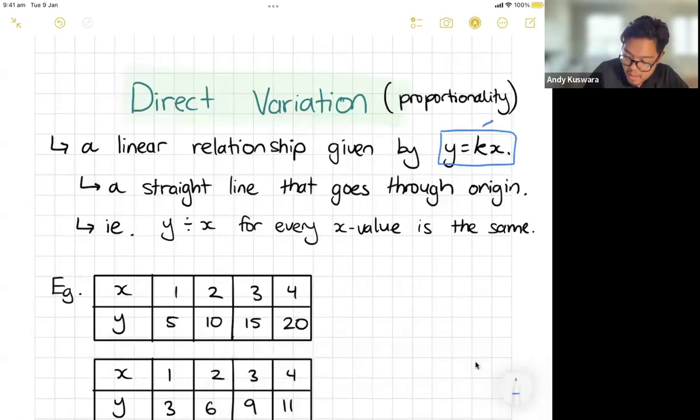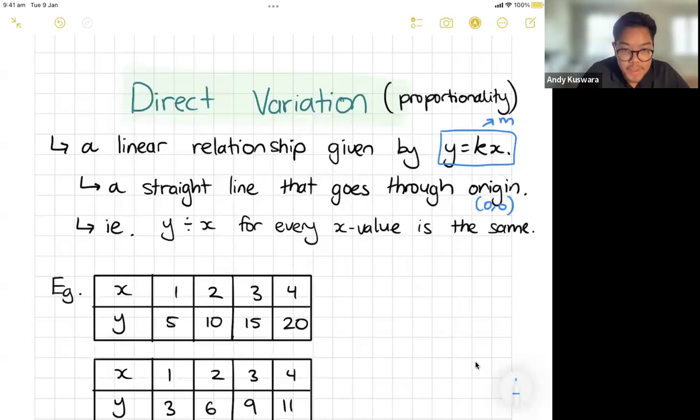Now, yes, k is kind of like an m in this case, it's the gradient. But for these particular ones, because we're talking about how they're related, we use the letter k. It functionally works the same. All you need to know about these direct variation or directly proportionate linear relationships is that the graph always looks like a straight line that goes through the origin. In other words, through 0, 0.